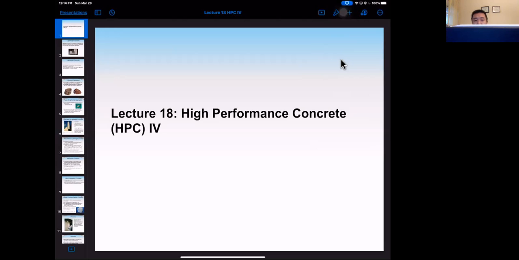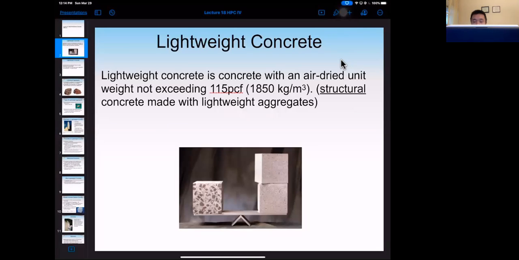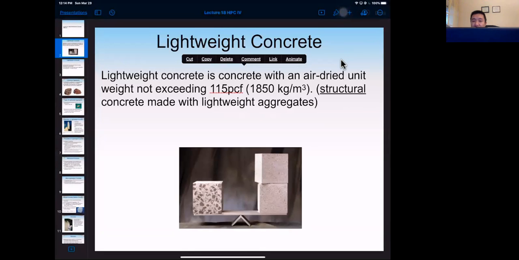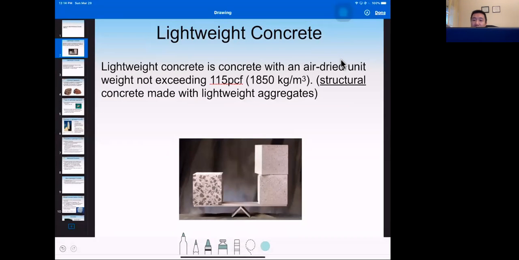In this last lecture, number 18, we talk about, first of all, lightweight concrete, and then we talk about polymer concrete and shotcrete. The first one is lightweight concrete, which is defined as a concrete with air dry unit weight less than 115 PCF. For normal structural concrete, the density is around 150 PCF, or 2,400 kilograms per cubic meter. So less than 115 can be classified as lightweight concrete.